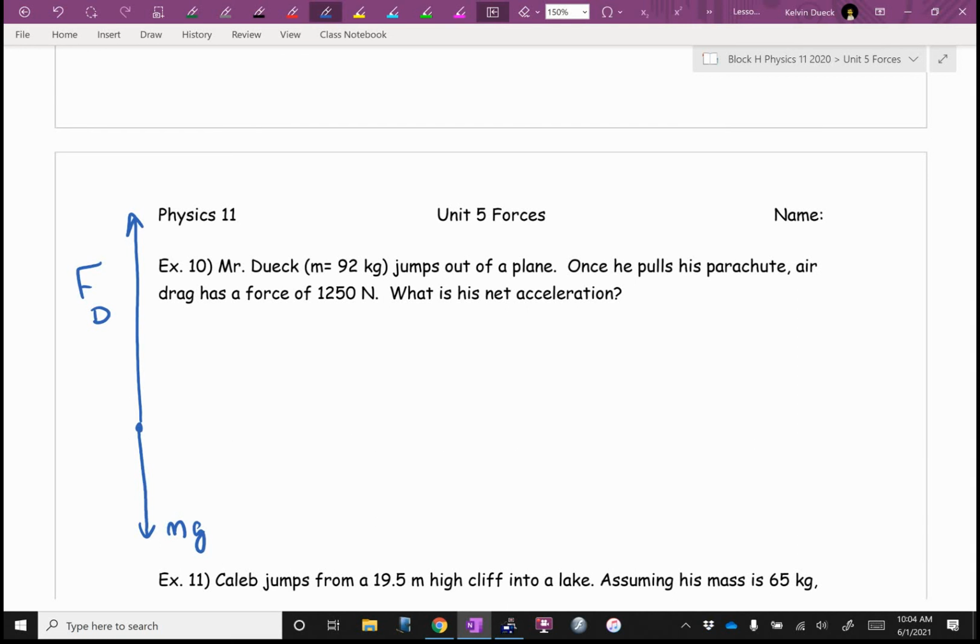There's no U in that equation there. There's no Dewick in that equation there. There are two forces, mg and FD. Who's winning? Drag. Who's losing? What's that going to equal? MA. By the way, which way am I accelerating right now?